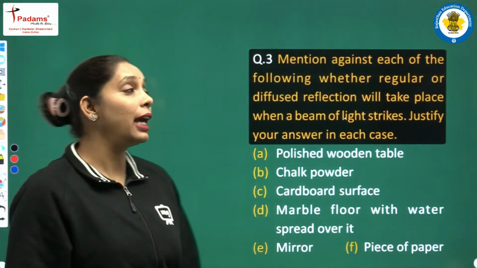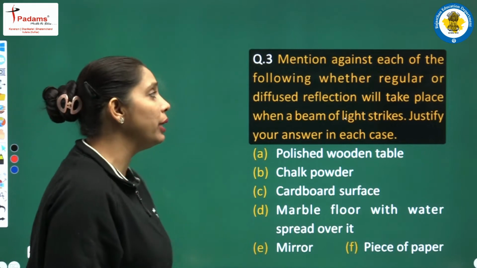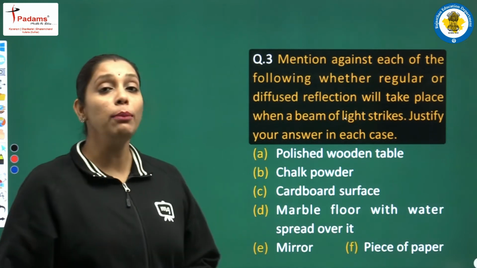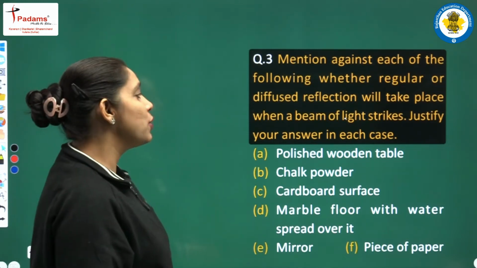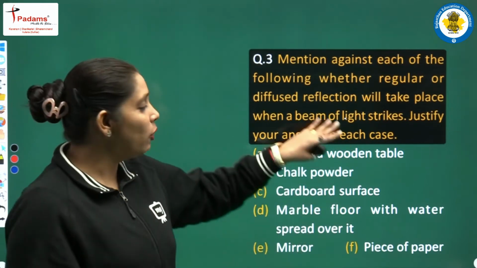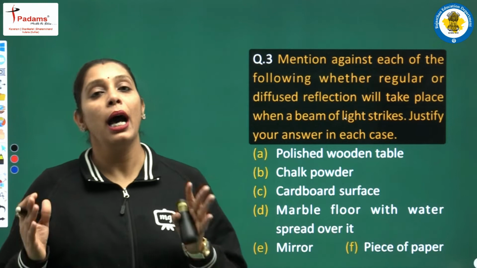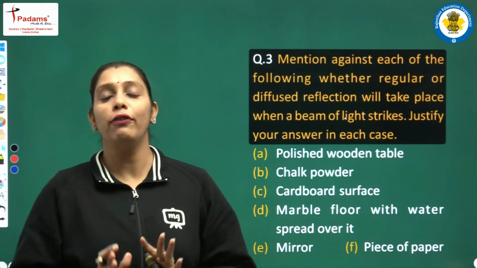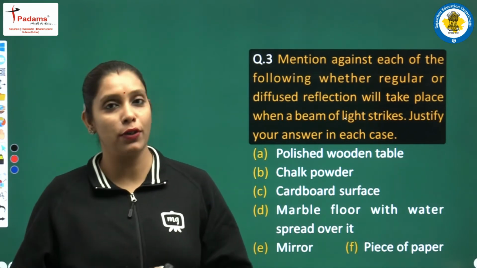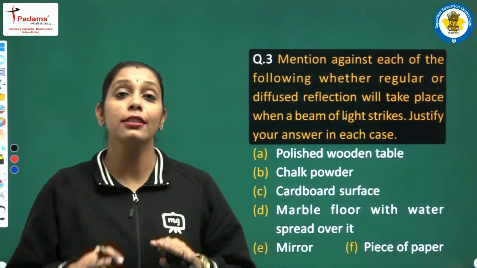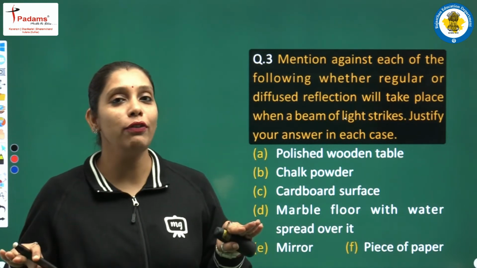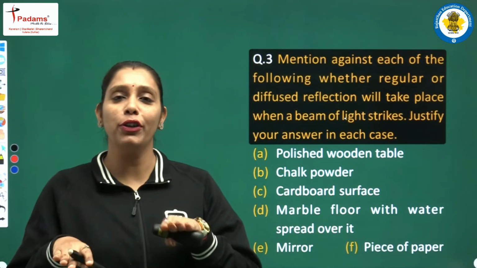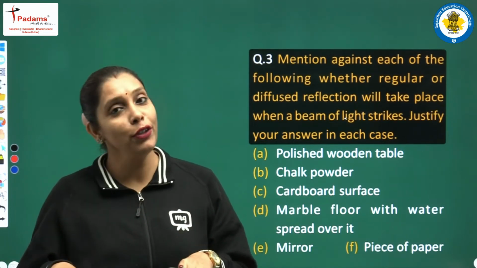Move to the next question, and the next question is, mention against each of the following whether regular or diffuse reflection will take place when a beam of light strikes. Justify your answer in each case. Here we have so many cases. Now we have to tell what kind of reflection will happen when light strikes, regular reflection or diffuse reflection. We know that when the surface is smooth, which reflection takes place? Yes, regular. And when the surface is uneven, rough, then it is diffuse reflection.